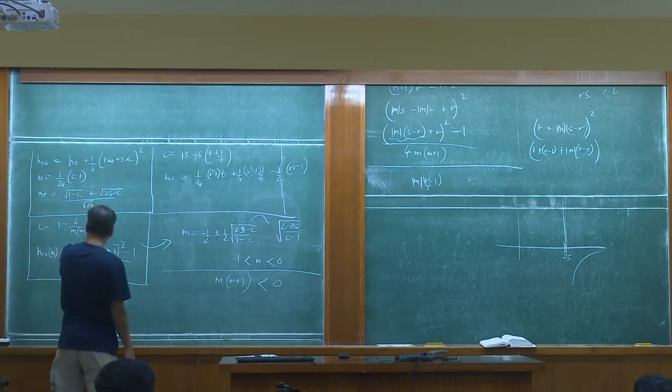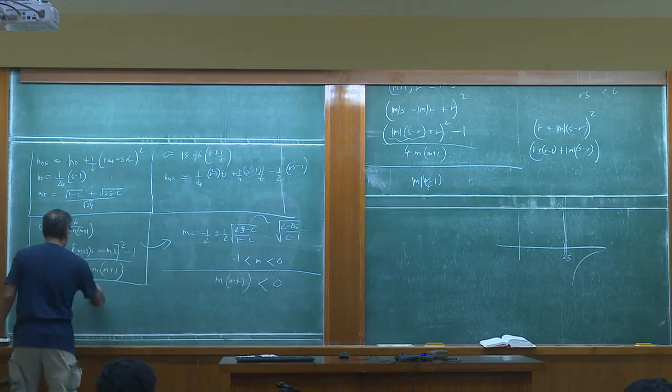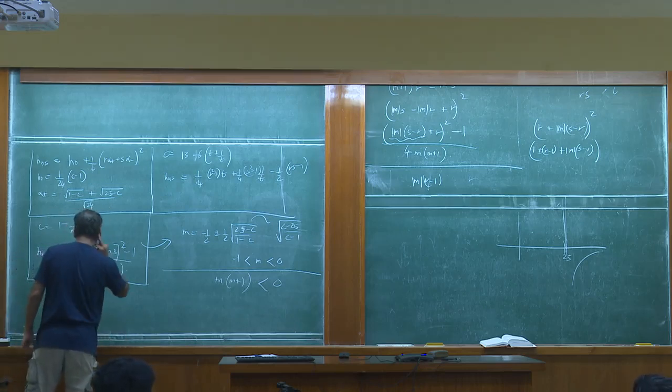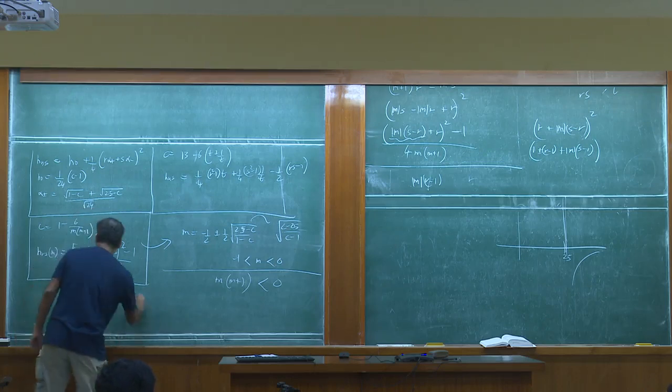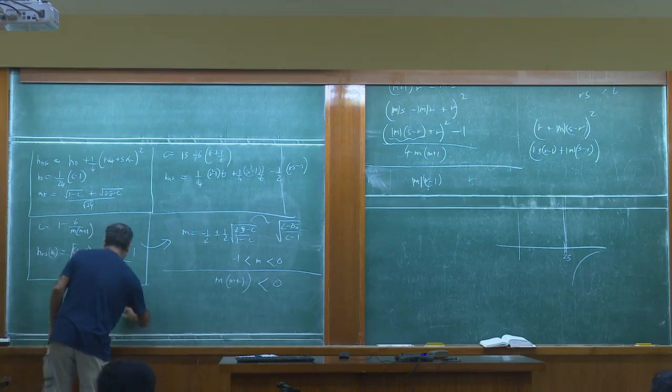Right? R equals S, we get M. You will get R. Oh, R squared minus 1. We get, okay, good. Then we will get R squared minus 1 over 4M into M plus 1.